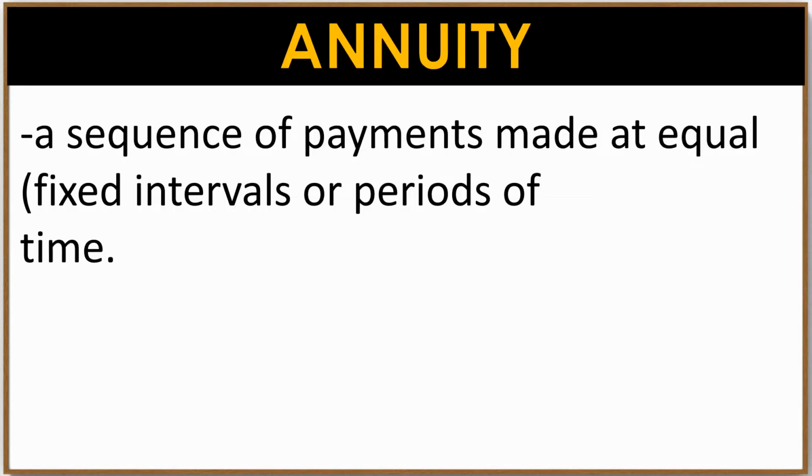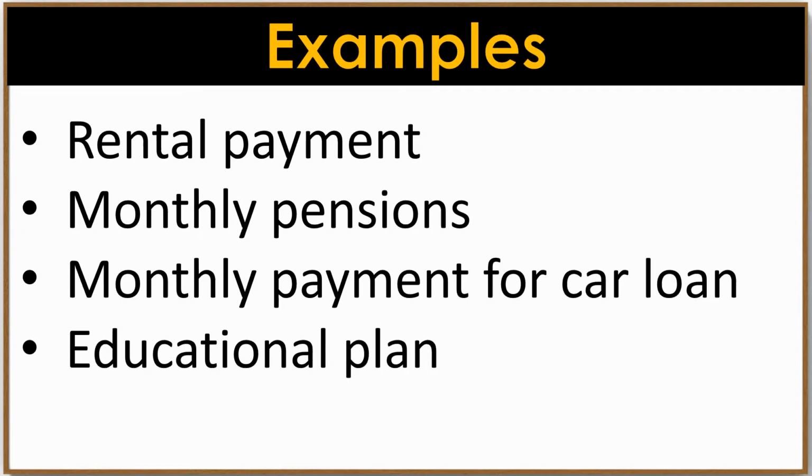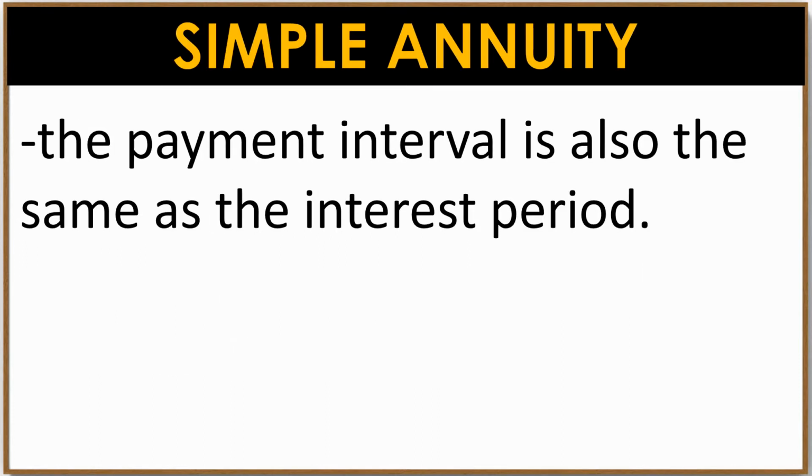Let us define annuity. When you say annuity, this is a sequence of payments made at equal or fixed intervals or periods of time. Example, your rental payment. This is a fixed payment. Your monthly pensions, monthly payment for car loan, and educational plan. Now, let us talk about simple annuity first.